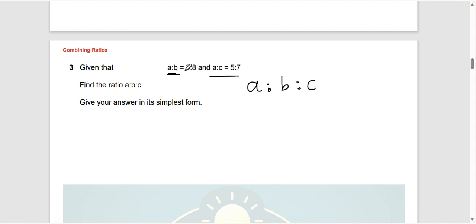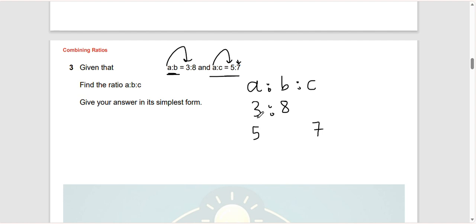Now I have A ratio B is 3 ratio 8. I'm going to write 3 ratio 8 here, and I have A ratio C. A is repeating here, so I write A is 5 and C is 7 here. I hope you understand. The A value is 5 here and the A value is 3 here, so I have two values for A.